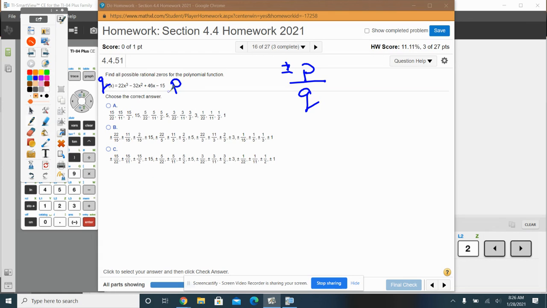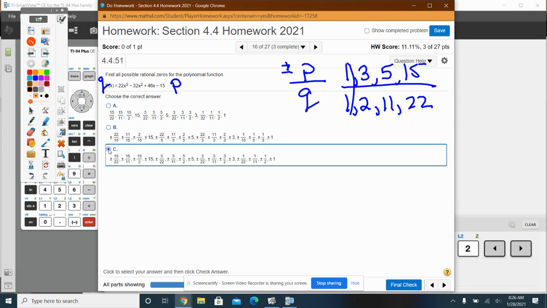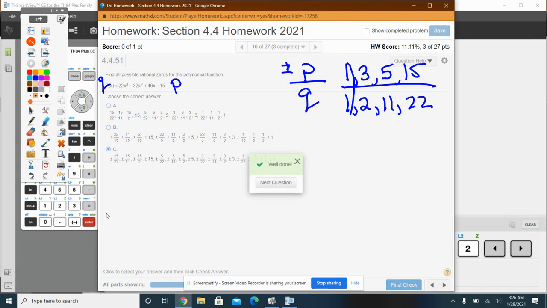So you're thinking of the factors of 15. So that's 1 and 15, 3, 5, and 15. And the factors of q are 1 and 22, 2 and 11. So I guess 1, 2, 11, and 22. So it's all the combinations. So it's 1, 1 half, 1/11th, and it looks like they started at the 15. So do you guys see that? So 15, 15 over 22, but it has to have the plus or minus. So it's the one with the C choice, okay? So those are pretty easy.